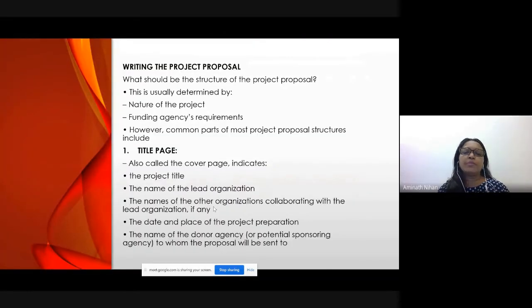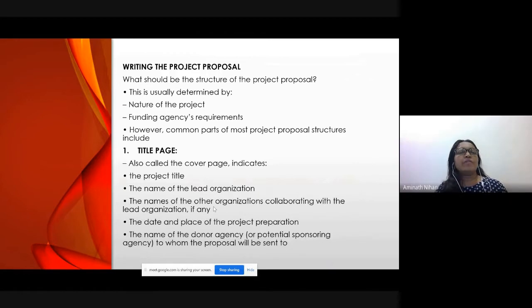Okay, now we are coming to the project proposal. You have an issue, you have a concept of what your project will look like. Okay, now you're going to start writing the proposal. What should be the structure of the project proposal? This is usually determined by the nature of the project and the funding agency's requirement.